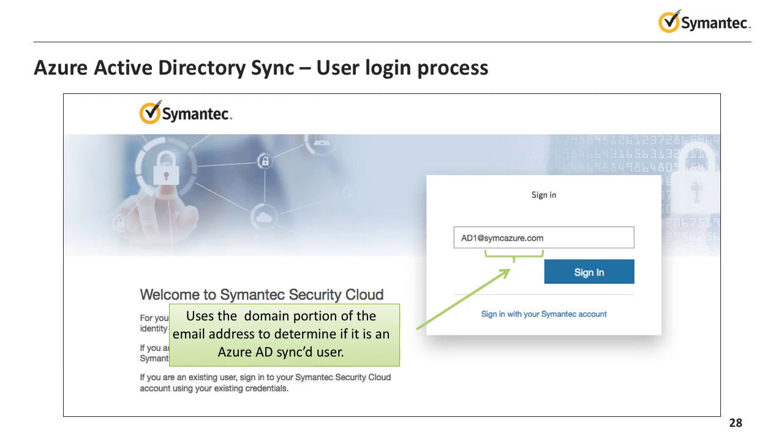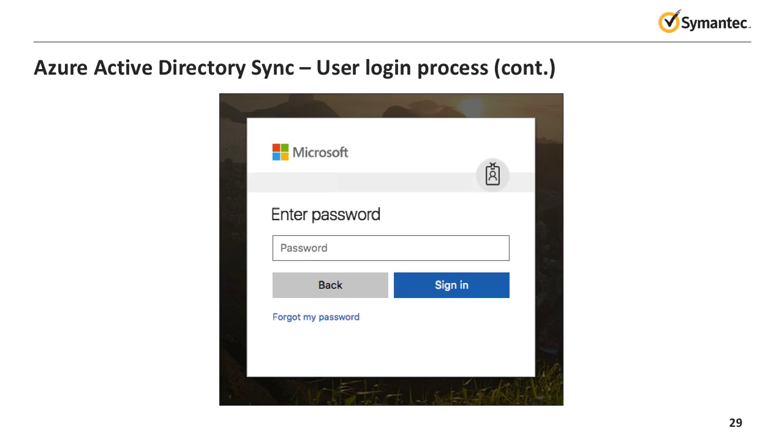When an AD user goes to the SEP Cloud portal to sign in, they'll enter their email address just like normal. SEP Cloud evaluates the domain portion of their email address, and if it's found to be synced with AD, it will forward them to the Microsoft Azure login page. Once forwarded, they'll log in with their Azure AD credentials. After they click Sign In, they will be logged in to the SEP Cloud portal.